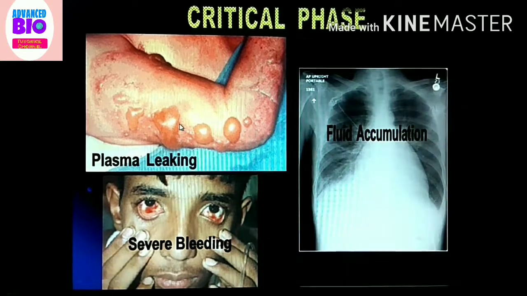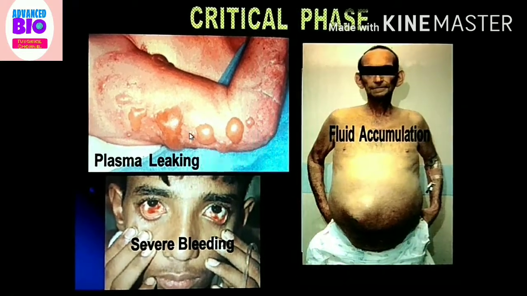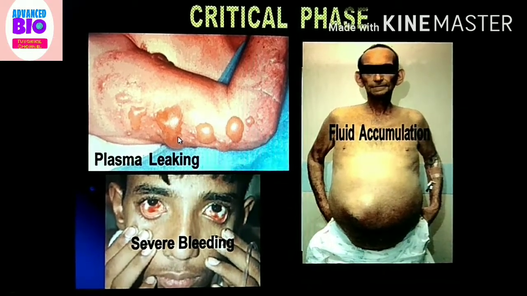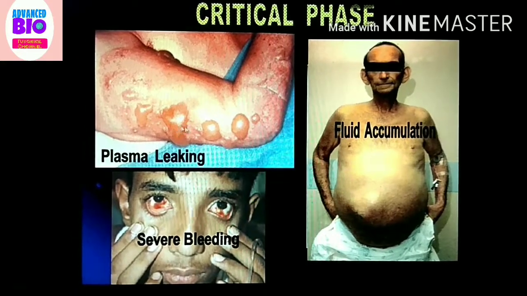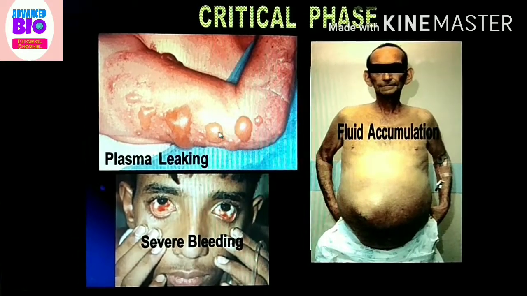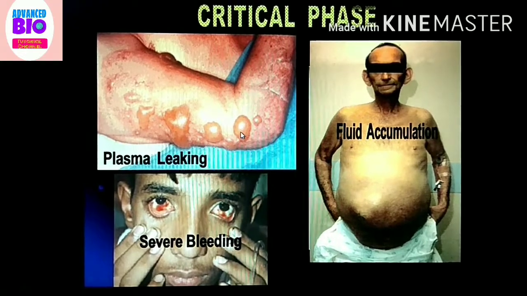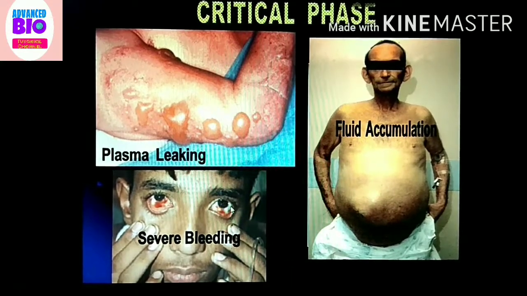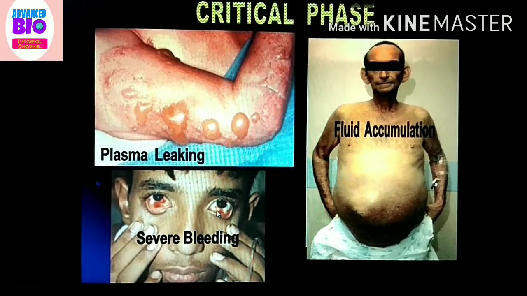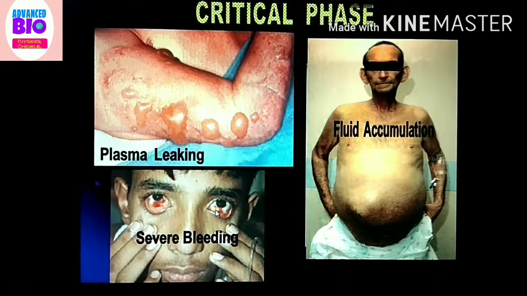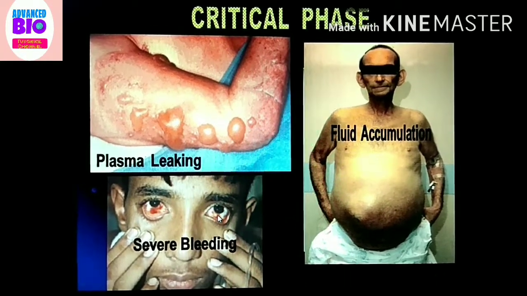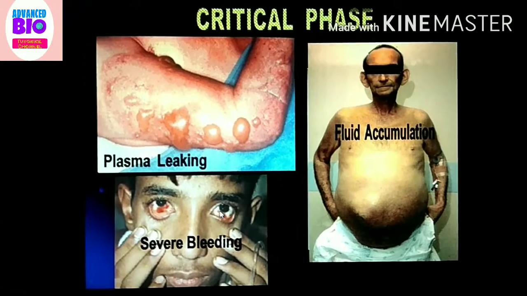These are the fluid-filled bag. This is due to the plasma leaking. You can see the red spot on the eyeball, white eyeball, like this. And after some days, the bleeding occurs from the eyeball. Imagine how dangerous it is.